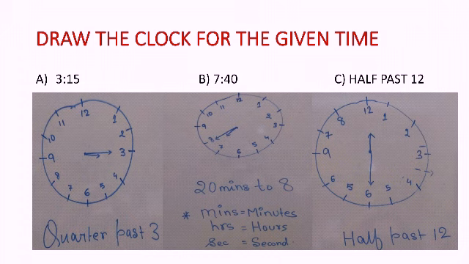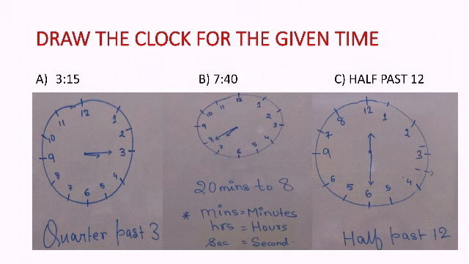Now mins is the short form of minutes, HRS is the short form of hours, and SEC is the short form of second. Now third one, 12:30. So 12 is written, so the hour, that means it is the 12th hour of the day. So the hour hand, that is the shorter hand, will point at 12, and the minute hand, half past.